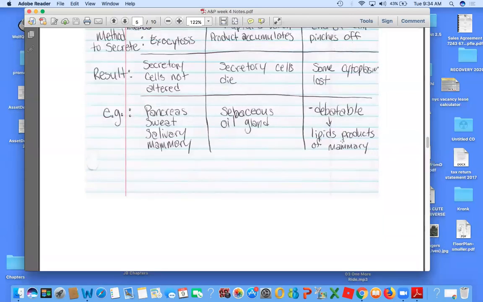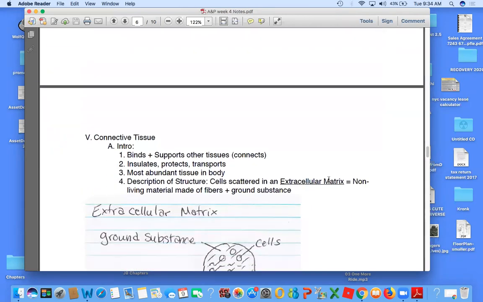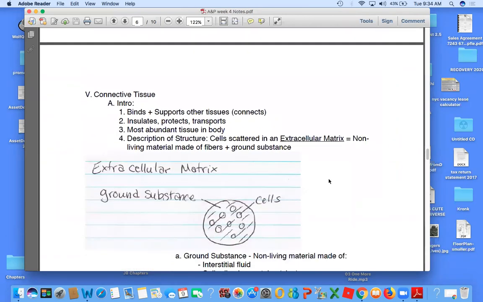Lipid products of the mammary. We say it's debatable why we have that. Some say it's due to sexual attraction. This is a racy lecture. I don't want to talk about it yet. I'm not ready. I may blush. So we better move on. We'll talk about that during hair and nails. But that's your apocrine gland.